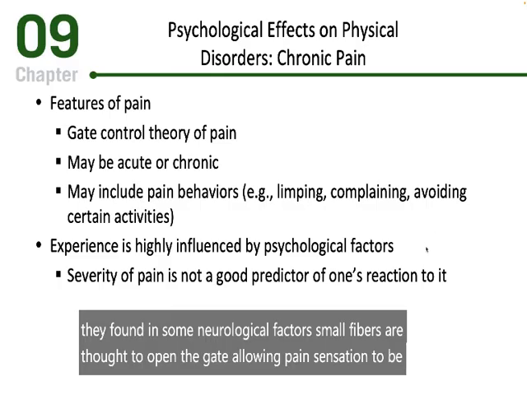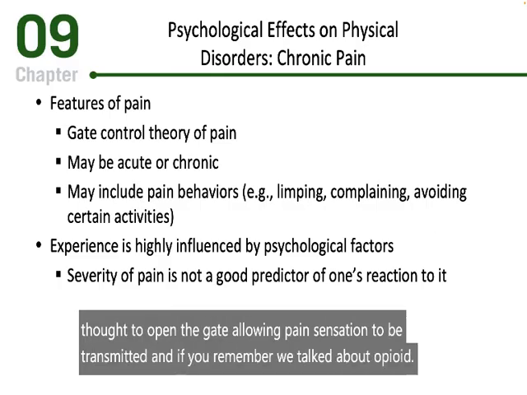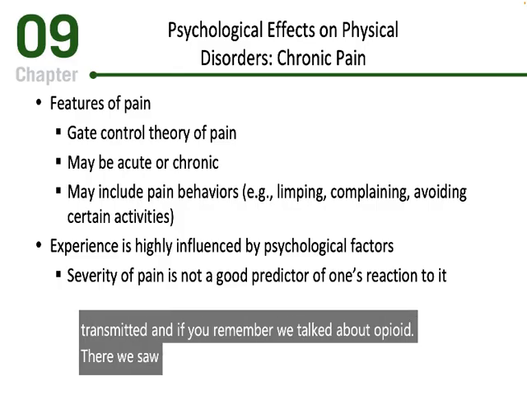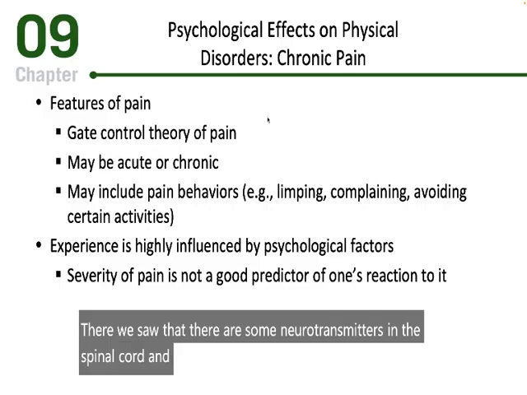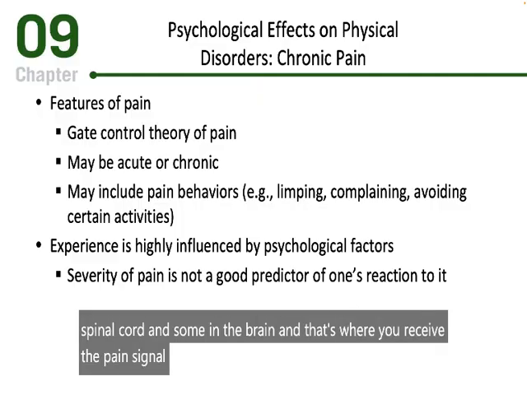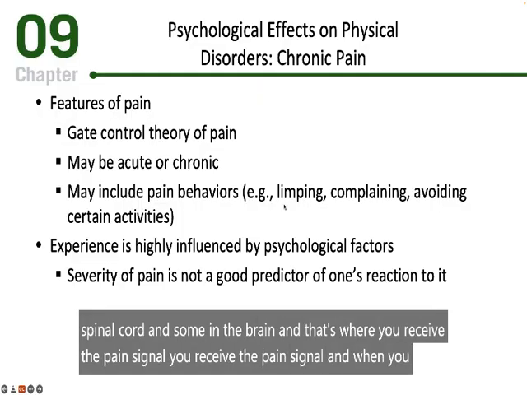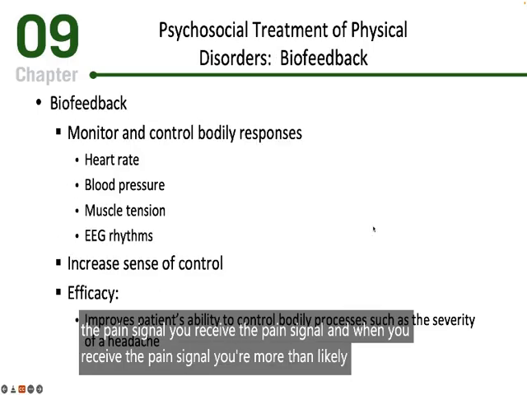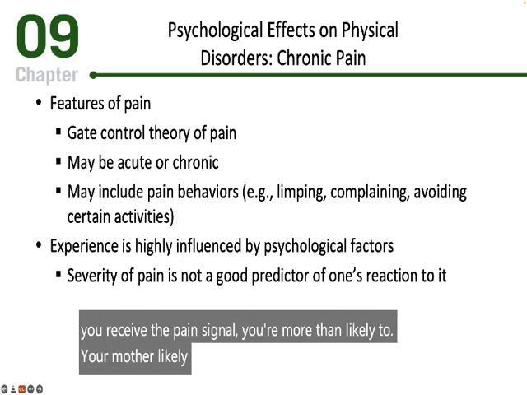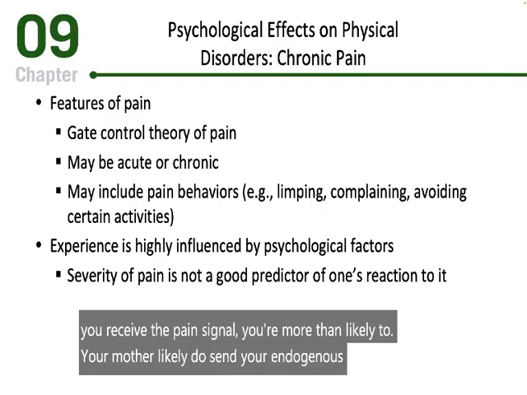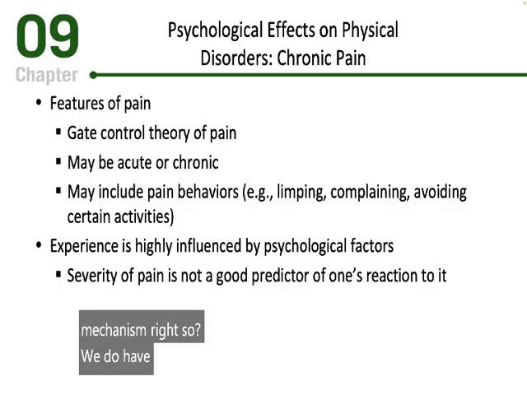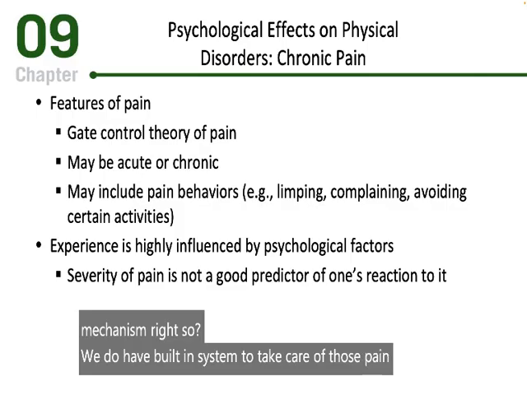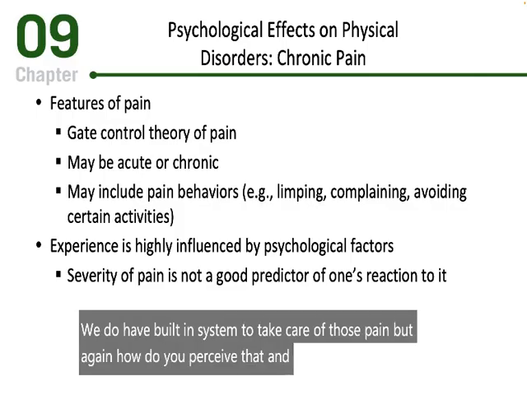Now, if you remember, we talked about opioid. There we saw that there are some neurotransmitters in the spinal cord and some in the brain, and that's where you receive the pain signal, right? When you receive the pain signal, you're more than likely to send your endogenous pain killing mechanism, right? So we do have a built-in system to take care of that pain, but again, how you perceive that and how you see that matters.